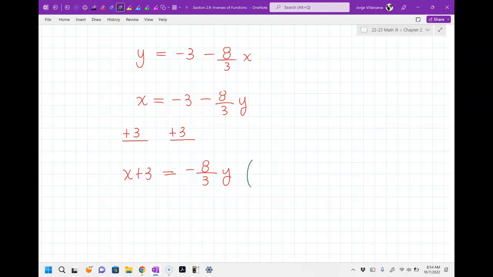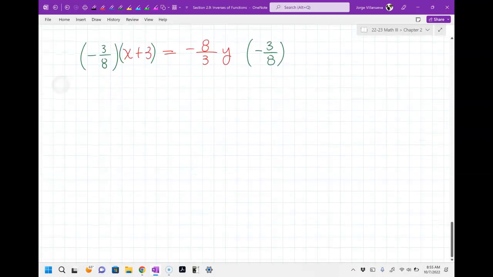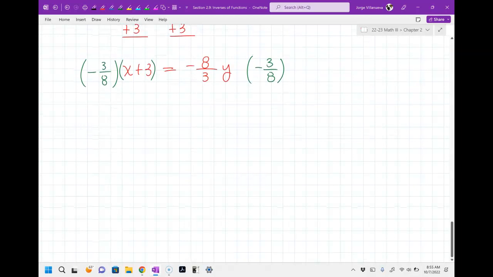So I'm going to multiply by negative 3/8. Negative 3/8. Okay? Not by the opposite reciprocal. We're not doing perpendicular lines. Just by its reciprocal. Just flip it. Okay? Because what happens is the negative times a negative cancels out.